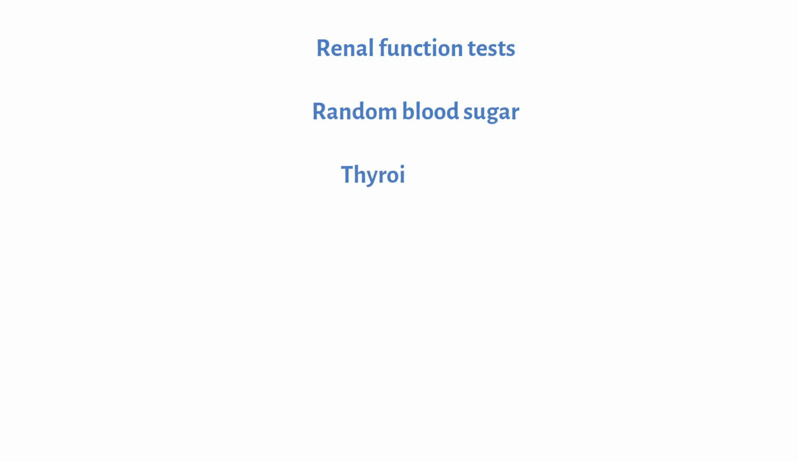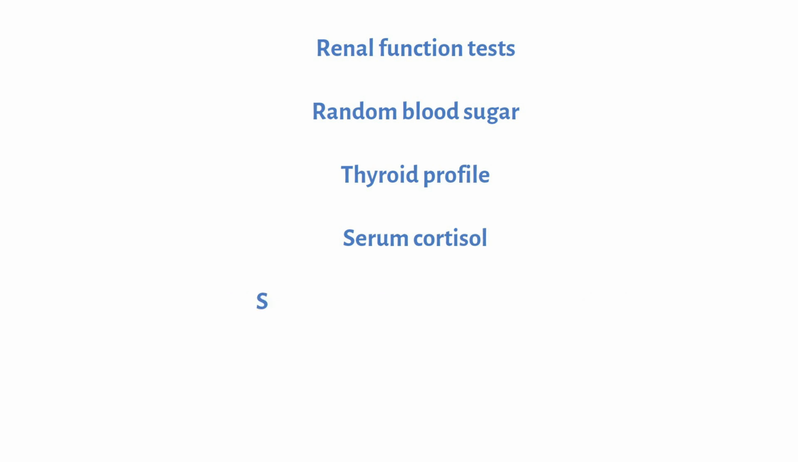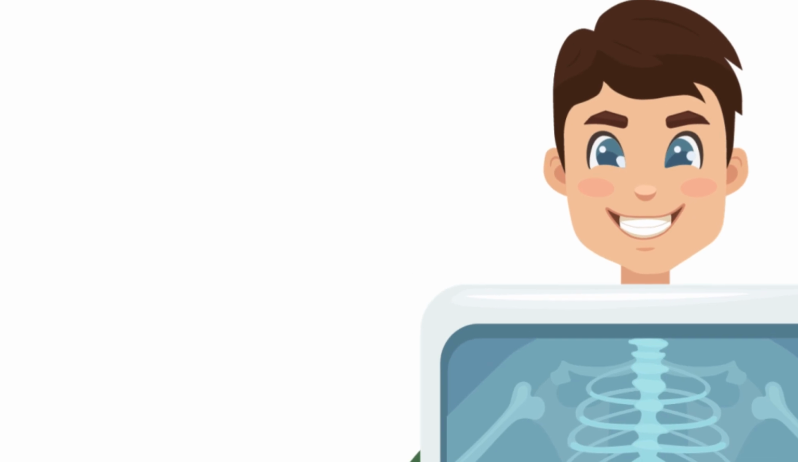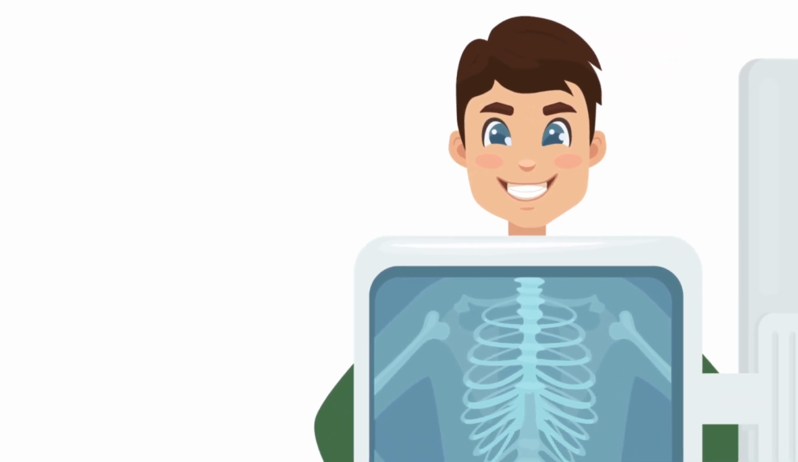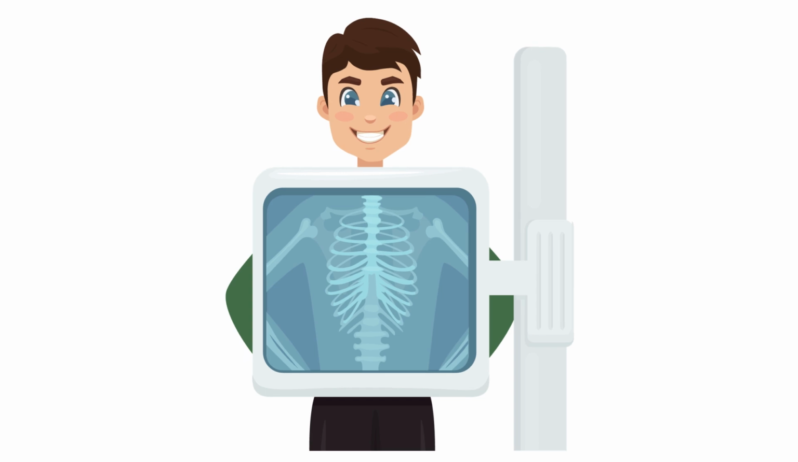We must also rule out hypothyroidism and adrenal insufficiency before labeling a patient with SIADH, so we should do investigations like thyroid profile, serum cortisol, serum potassium, bicarbonates, and chlorides. Additionally, we can also do fasting lipid profiles and liver function tests in these patients. Further tests are required to find out the underlying cause according to the patient's history. Patients with long-standing smoking history, weight loss, or pulmonary symptoms must have a chest X-ray and a CT to look for small cell lung cancer.